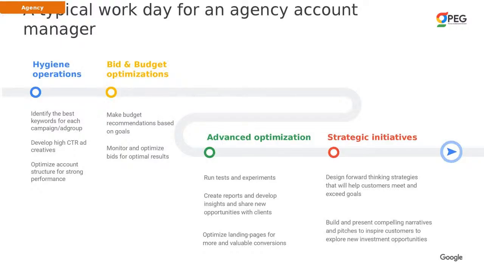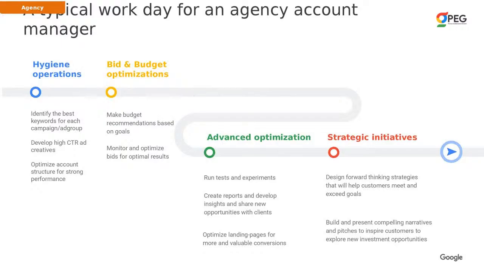Lastly, the account managers dedicate their time to strategic initiatives as well, to design forward thinking strategies, to help clients reach their objectives or marketing goals, and to craft compelling narratives and pitches to encourage exploration of new investment opportunities. So now that we have the OptiScore recommendations tool available in Google Ads, the job of an agency account manager is changed.